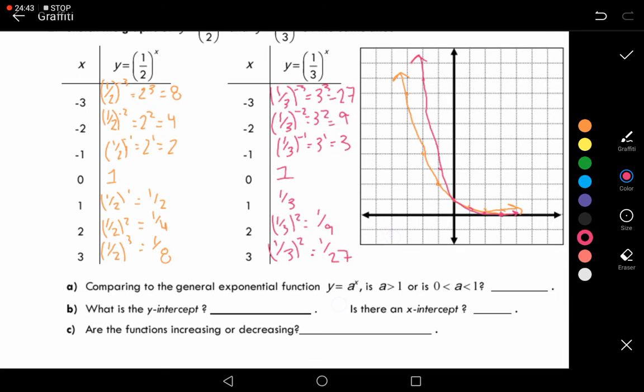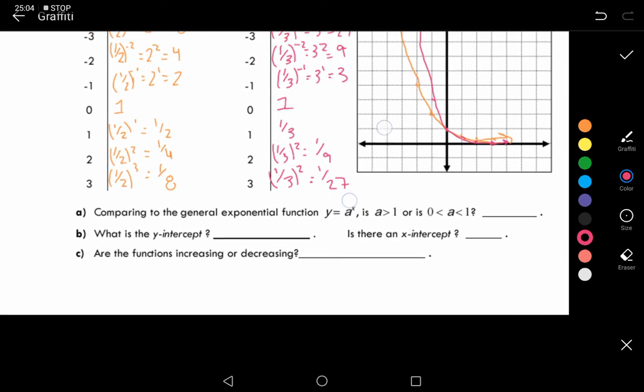Okay, so again, we can see that that pink graph is steeper, right? It's growing rapidly to the left faster than the orange graph, okay? So again, notice that the orange graph is 1/2 to the power of x, and the pink graph is 1/3 to the power of x.